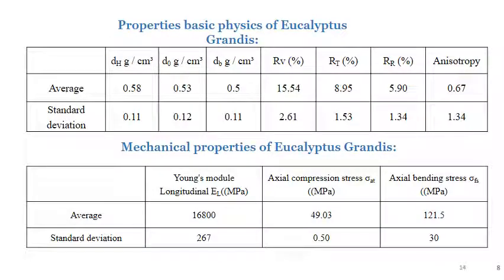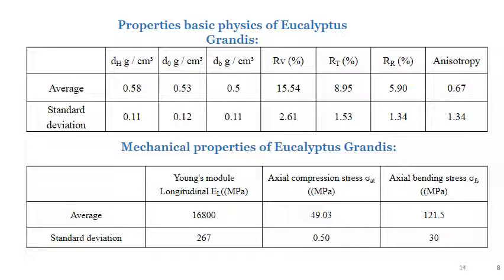Examination of the experimental results shows that the density of Eucalyptus grandis varies between 0.5 and 0.58, taking into account the classification of the NFB 51005 standard, which allows us to conclude that Eucalyptus grandis is a light wood. If we examine the shrinkage results, we can see that Eucalyptus grandis is characterized by a volume shrinkage of 15.54%. Referring to the NFB 51006 standard, the value obtained allows us to qualify it as a wood with high shrinkage.